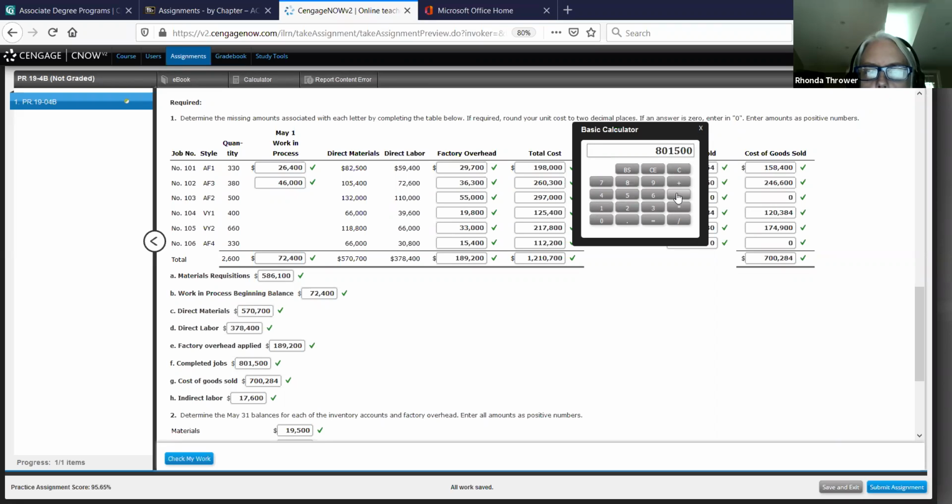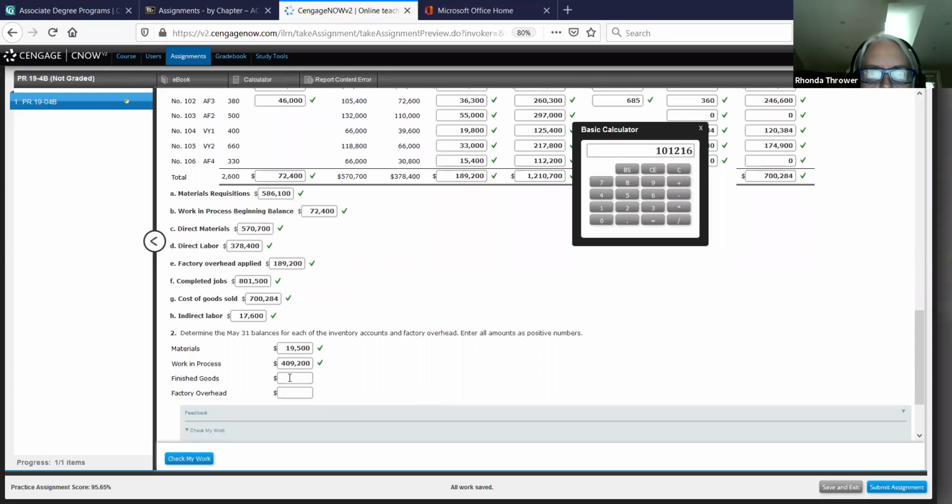So the amount that we have sold is 700,284, that we got over here. Either way, you can see that. We're going to minus the 700,284. And what that will leave us with for our finished goods balance is 101,216.